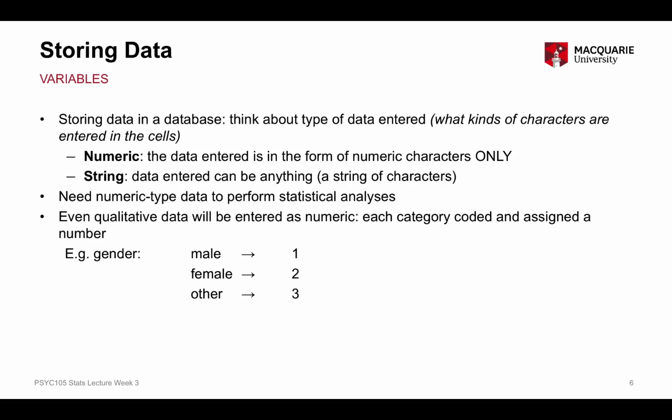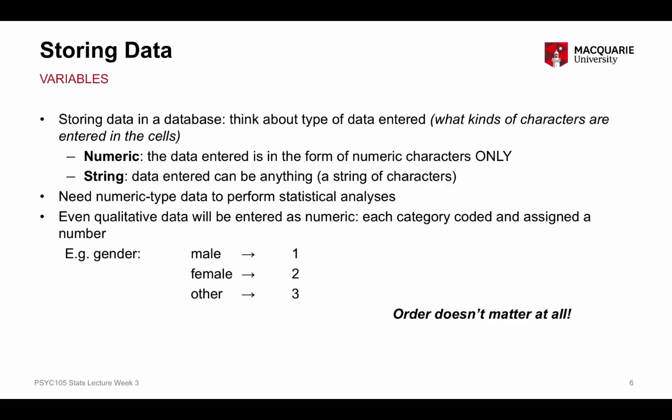To give you an example, let's say we had gender, and let's say we had 3 levels or 3 categories of gender: male, female, and other. What we would do is code each of those distinct categories as a number and enter the number into the spreadsheet in Stata instead of the actual word itself, the text descriptor. So you can see here that we've assigned male a coding of 1, female a coding of 2, and other a coding of 3.